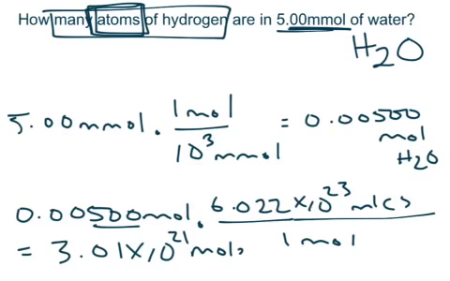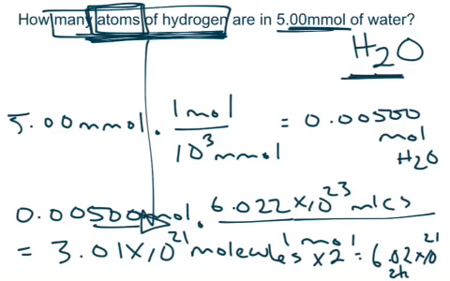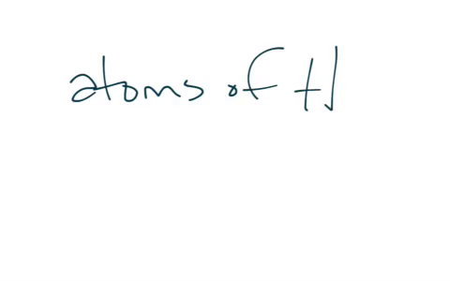So here's the problem. This is molecules of water. The question wants to know how many atoms of hydrogen are in that amount of water. There are 2 hydrogen atoms for every molecule of water, so the last step would be to multiply by 2. And the final answer would be 6.02 times 10 to the 21st, running out of room. And our new unit is atoms of hydrogen.